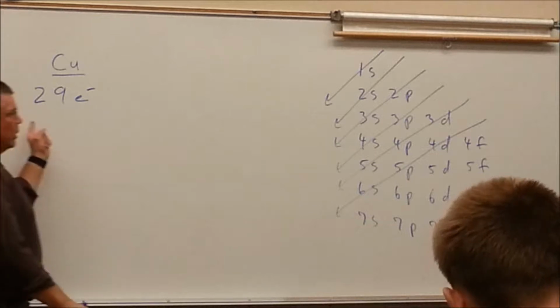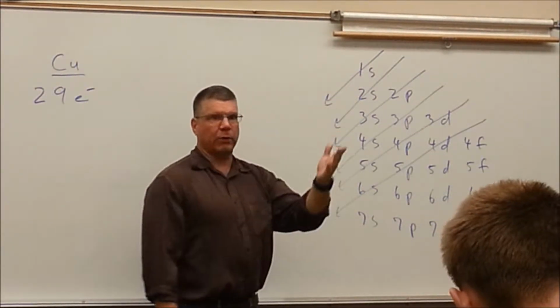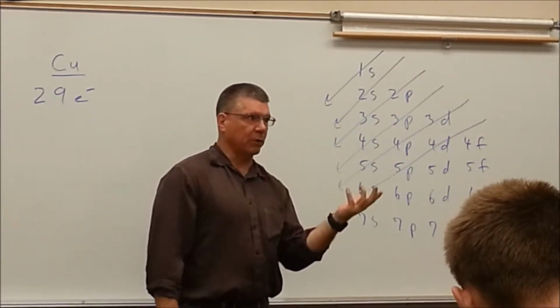So what we're going to do is take 29 electrons and start putting them into these orbitals following the Pauli exclusion rule, the Aufbau principle, and Hund's rule, until we run out of electrons.